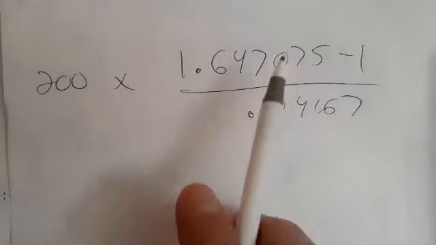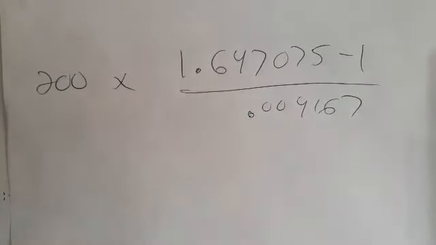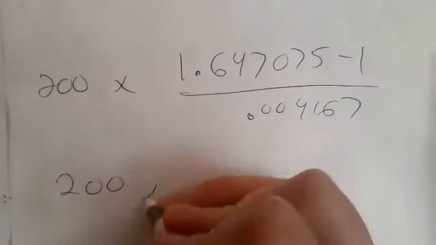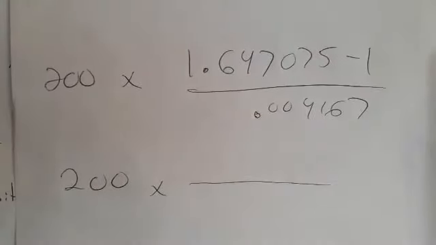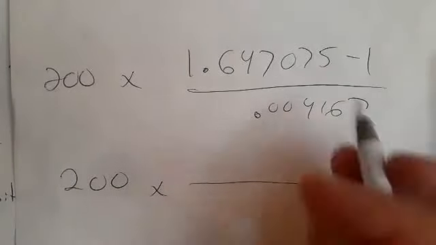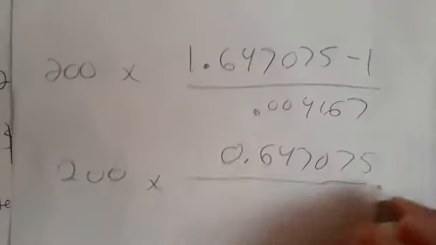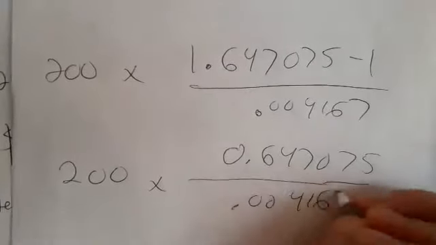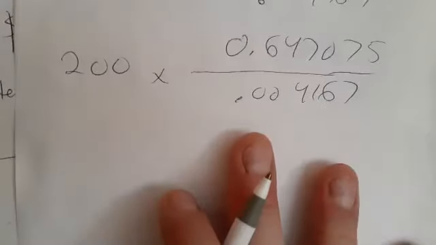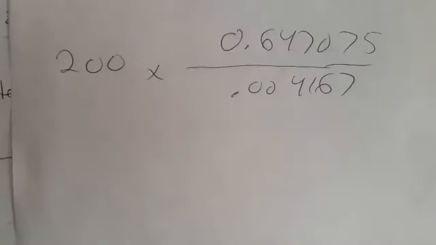And so I raise this thing to an exponent. It's going to give me this solution out of my calculator. If I subtract 1 from this top number, it's going to give me 0.647. 0.075. Now I'm dividing this by 0.004167. Let's see how close I am to what I was doing earlier.